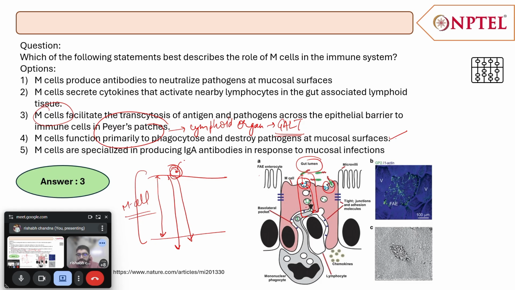And on the other side, there would be different immune cells that would interact with this particular pathogen that has been transported by the M cells. So, M cells are specialized cells that show the process of transcytosis.